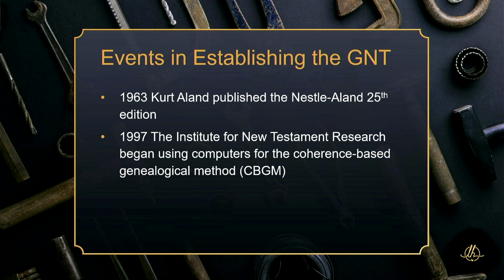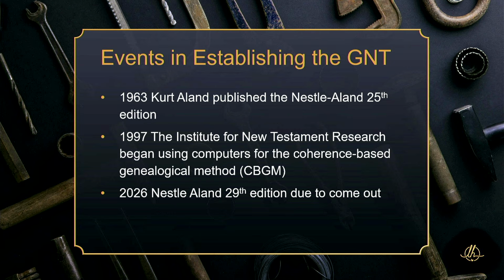So in 1997, something needed to happen. The Institute for New Testament Research began using computers. And they developed a method called the Coherence-Based Genealogical Method, CBGM. This is like a human plus computer way of keeping track of things and figuring out which reading is more likely to be the original.